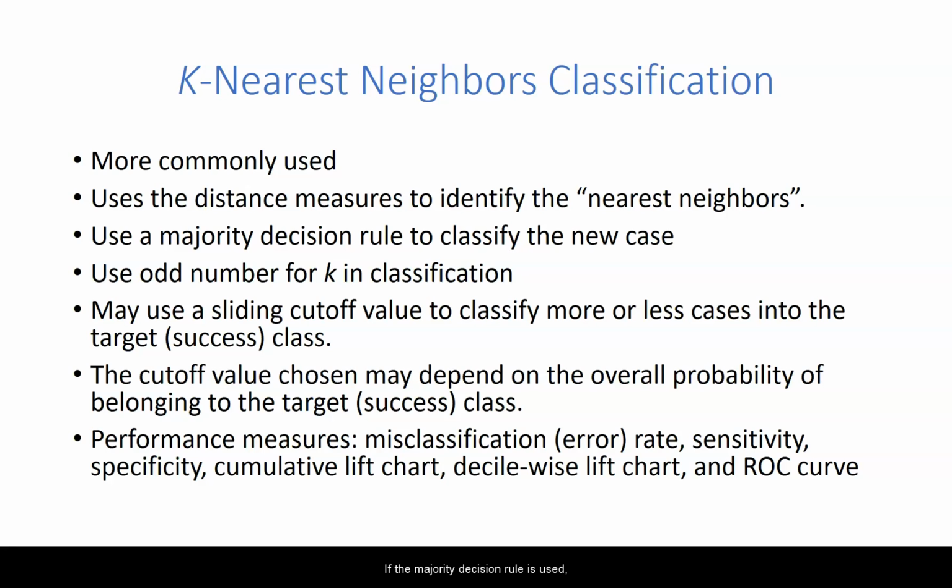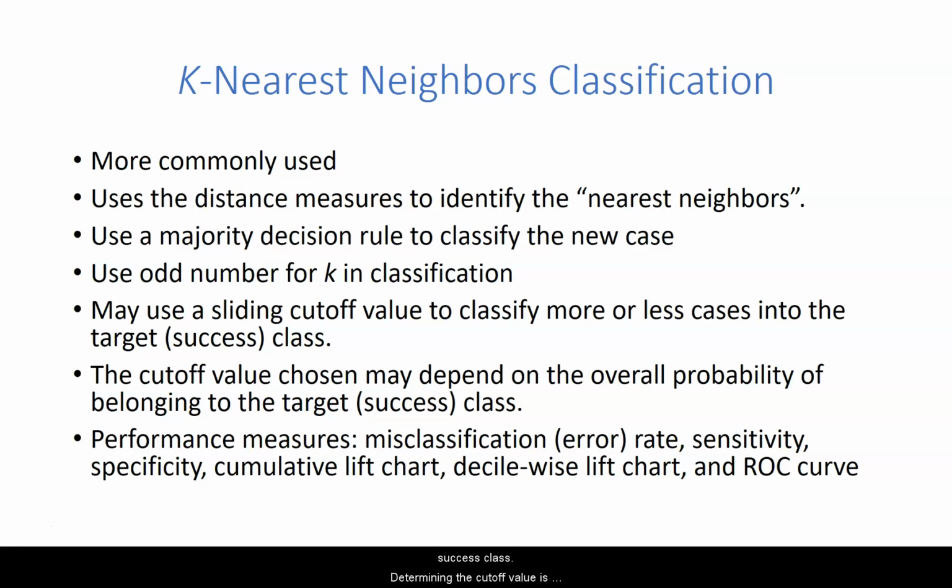If the majority decision rule is used, it makes sense to use an odd number of k, as this would avoid the situation where a tie is observed. In many real-life cases, a sliding cutoff value may be more appropriate. If you use a cutoff value that is lower, then we are classifying more cases into the target or success class. And if you use a cutoff value that is higher, then we are classifying less cases into the target or success class.